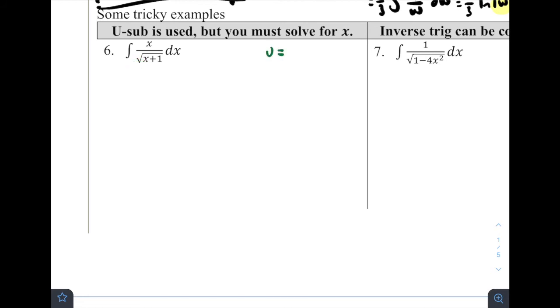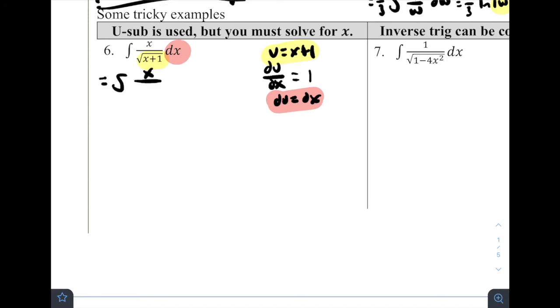So u is equal to, well, I don't want to change up my color scheme, let's go back to black. u is equal to x plus 1, and that means the derivative du dx is equal to just 1. So du is equal to dx. If we substitute in, here's our u, here is our dx, we get the integral of x over the square root of u times du. But that didn't get rid of all the x's. We sort of have a problem now, because actually we just made this more complicated than it was.